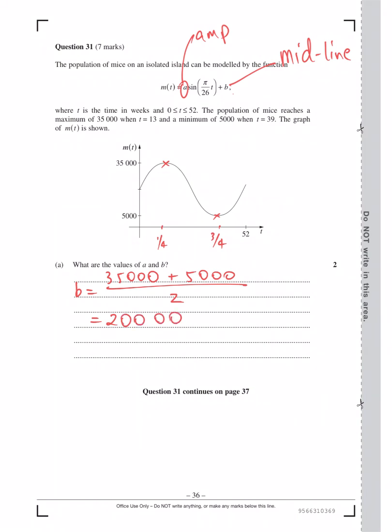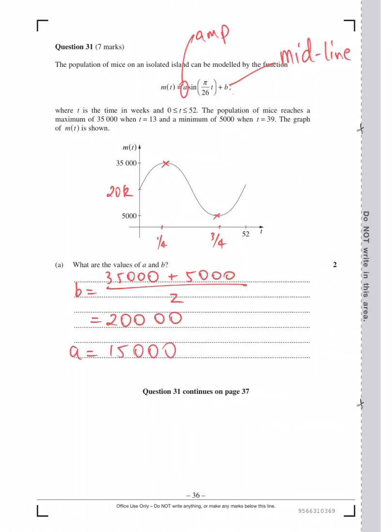What that means is that this value here is 20,000, 20K, which means I'm going to go 15 up to 35 and 15 down to 5. Now, once I've done that little calculation, it also means I know my value for A, which is 15,000.